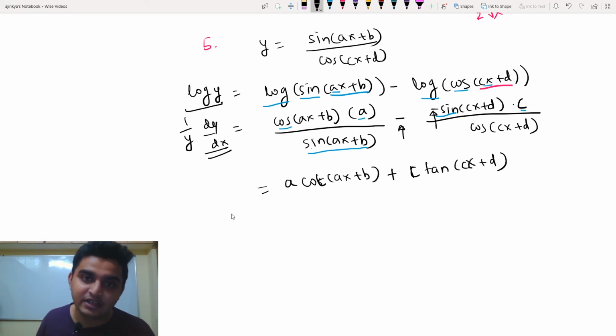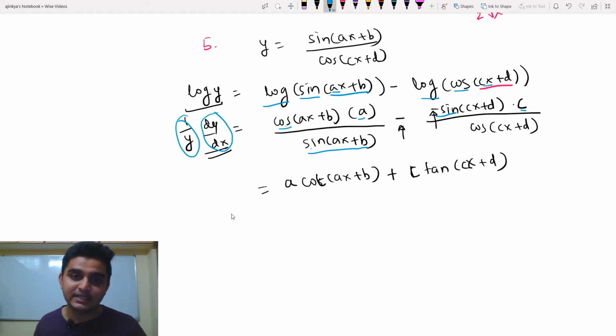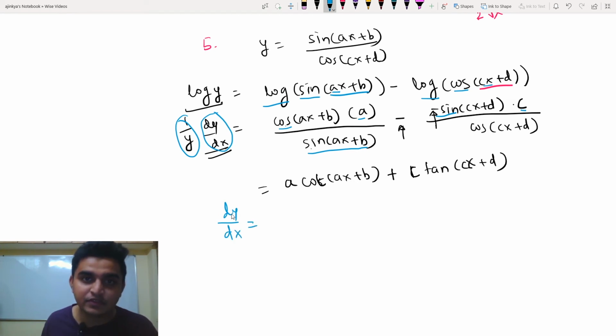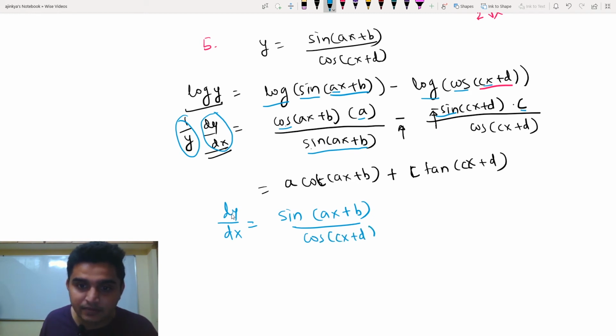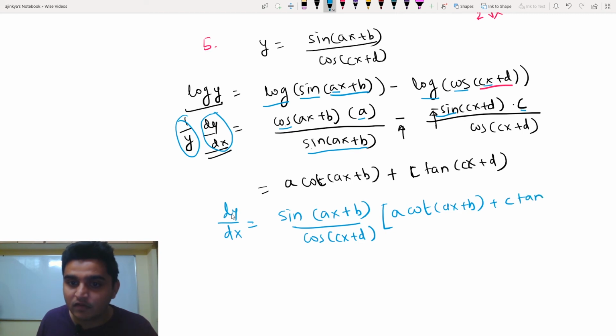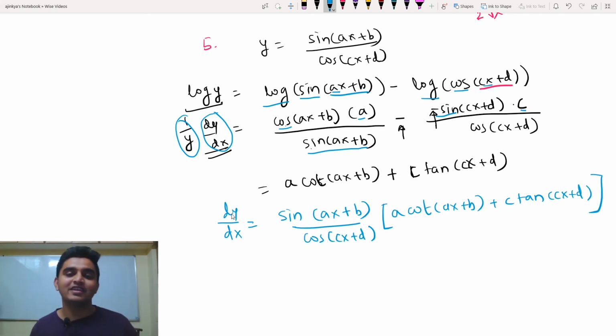Why? Because on the left hand side we clearly don't have only dy upon dx. What we have extra is 1 upon y. So when you multiply y on both sides, you get your final answer, which can also be written as dy upon dx equals sine of ax plus b upon cos of cx plus d, times a cot of ax plus b plus c times tan of cx plus d. So that's your final answer.